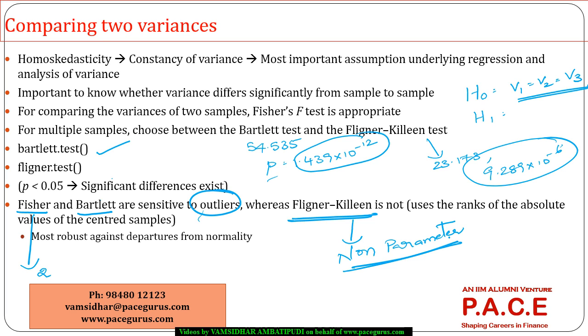So that's one of the reasons, especially if there are too many outliers in my data, if I have to compare the variances, I better use the Fligner-Killeen test rather than relying on the Fisher test or Bartlett test. Especially if I have data which is deviating a lot from normality, if I have to compare the variances across the groups, I prefer the Fligner-Killeen test rather than relying on the Fisher or Bartlett test. So this is one more important aspect that we need to be comfortable with.